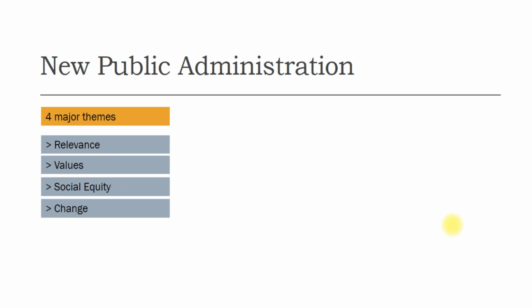New public administration is built on the four themes of relevance, values or value system, social equity, and change. First, we'll take a look at relevance.